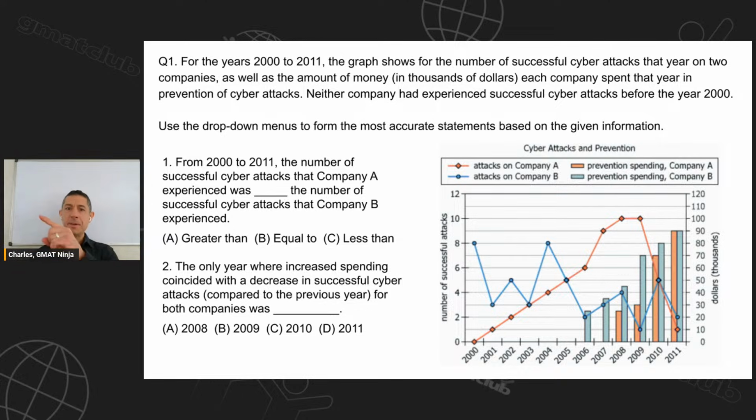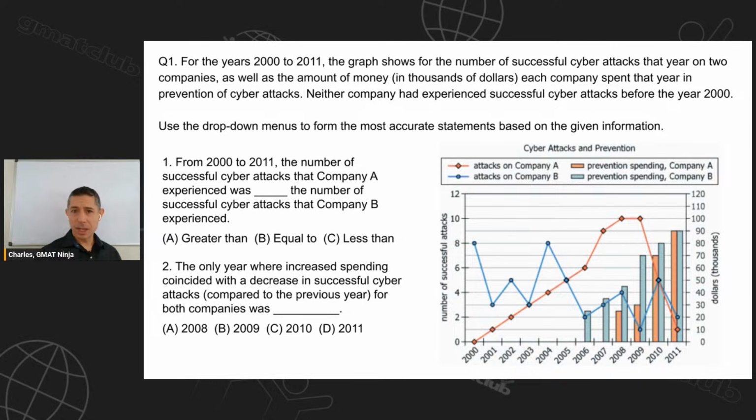Okay, question number one. From 2000 to 2011, the number of successful cyber attacks that A experienced was blank, the number of successful attacks that B experienced. So really you're just trying to count using those lines. We're talking about the number of attacks. In that first 5-year period from 2000 to 2004, B is getting attacked more. After that, for a little while, A is getting attacked more, and then in the last couple of years they're in tandem. So again, theme today, how do you get not just better, but more efficient?